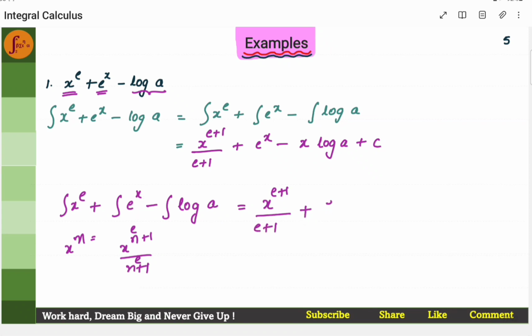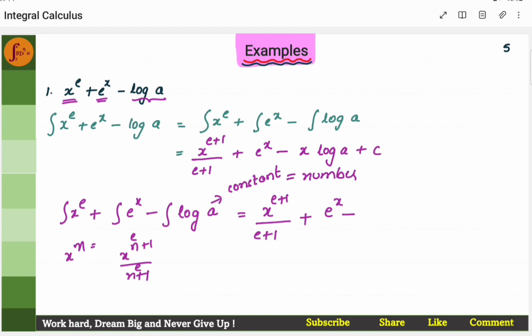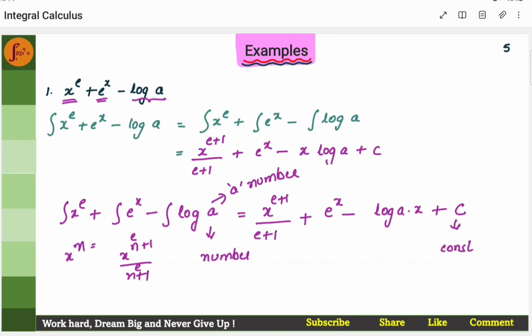Plus integral of e to the power x is the same thing. And what is integral of log a? Log a is a number, because a is a number, any number. Generically, a has been put here. It could be any number, and when I take logarithm of that number, it's going to be a number. So now I can put this number outside. Every time you can put the constant or number outside and then integrate. Now there is nothing here, so you assume that it is 1. And what is integral of 1? Integral of 1 is x. So it's going to be log a into x, plus you'll have to put c here, which indicates arbitrary constant. This is the answer. Let's take another problem.